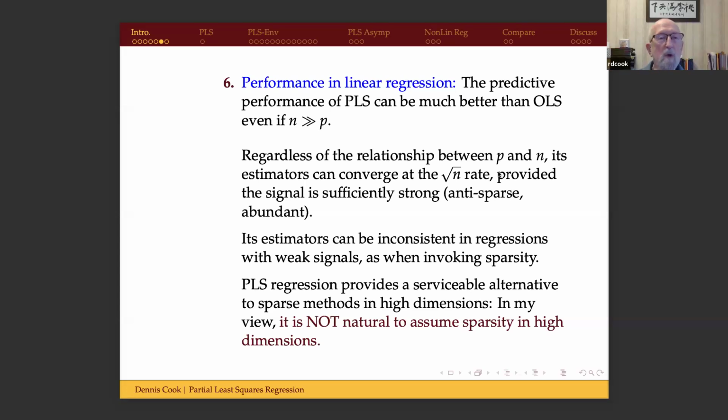Okay, yeah, fair question. In this case, I'm referring to linear regression. And in linear regression, the estimates are of the conditional mean, the expectation of y given x, which is just a linear function of x, or of beta, the regression coefficients. So for either of those things, it will converge at the root n rate if the signal is sufficiently strong.